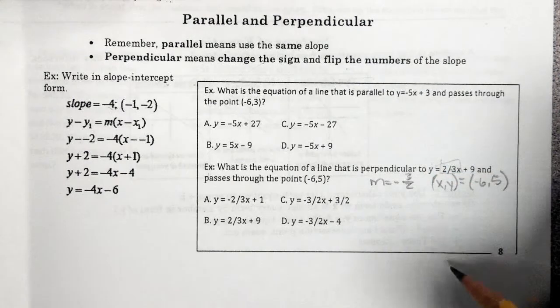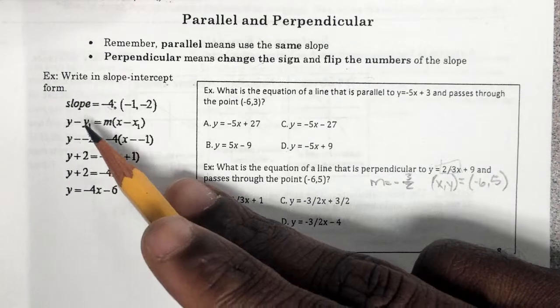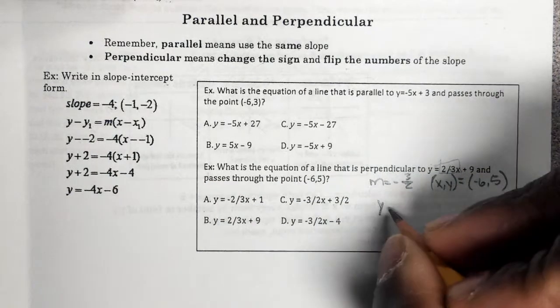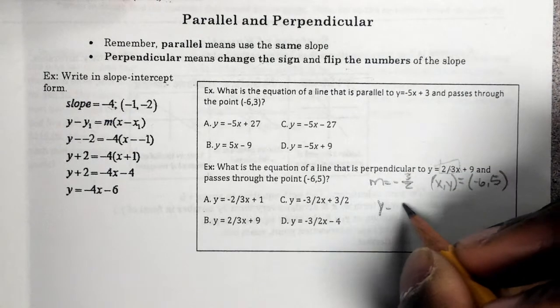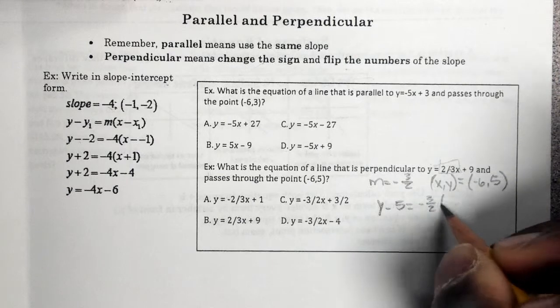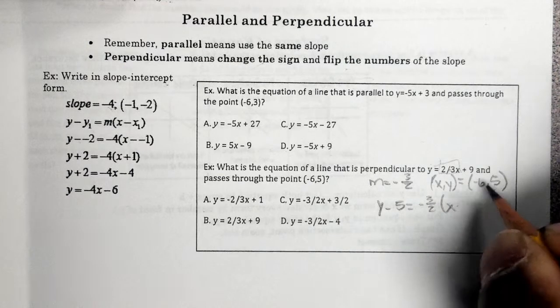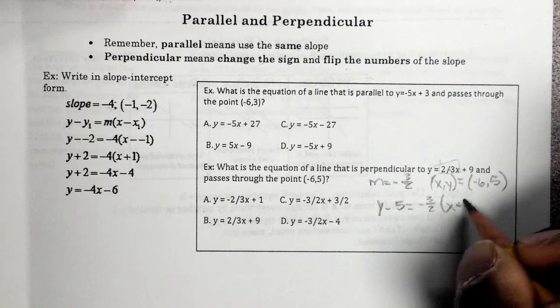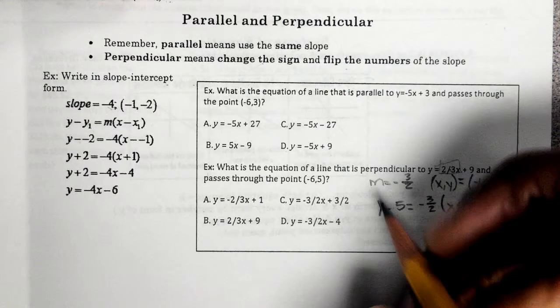So you plug all that information into point-slope form. We have y minus our y value, 5, equals our slope times x minus our x value. So this would be minus negative 6, which would then be plus 6, because we have minus and negative.